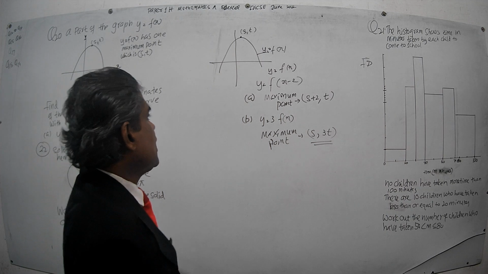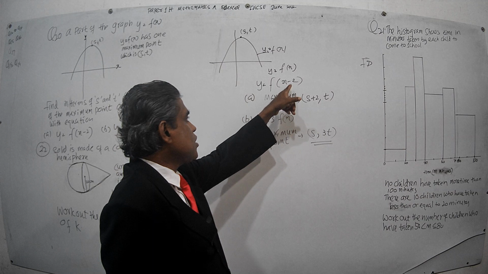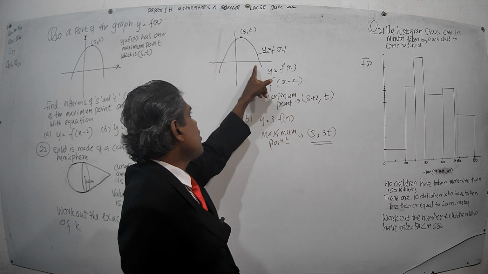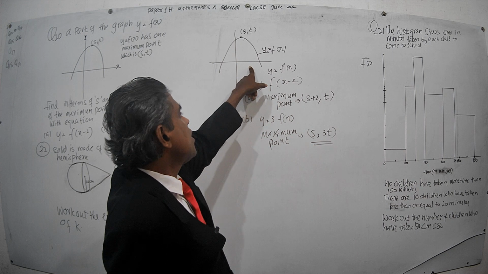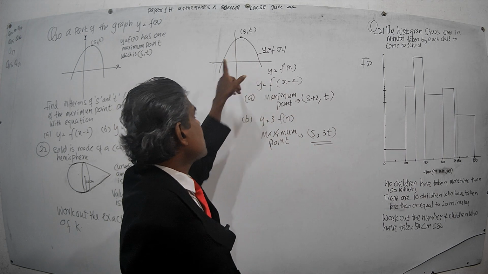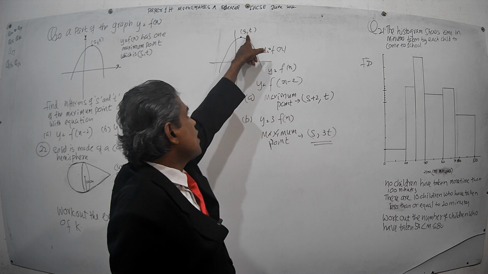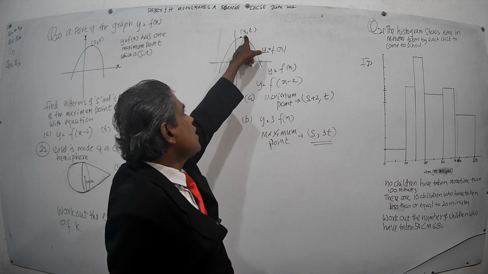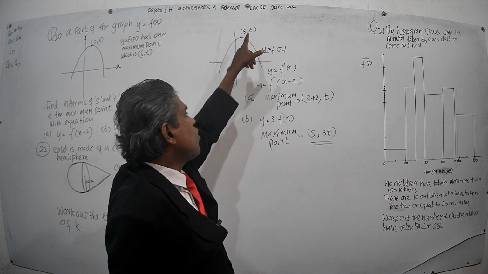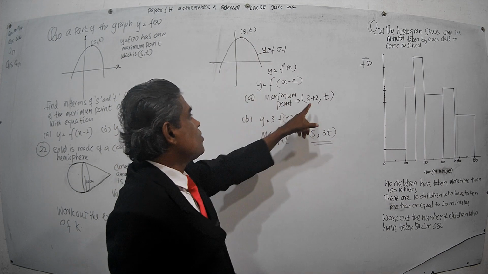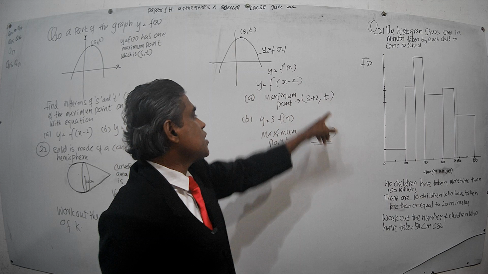In this case, although it is x minus 2 here, to convert this into the graph of this one you have to add 2 to every x coordinate. That's why the maximum point here has x coordinate s, and the x coordinate of this one will be s plus 2. The y coordinate does not change.